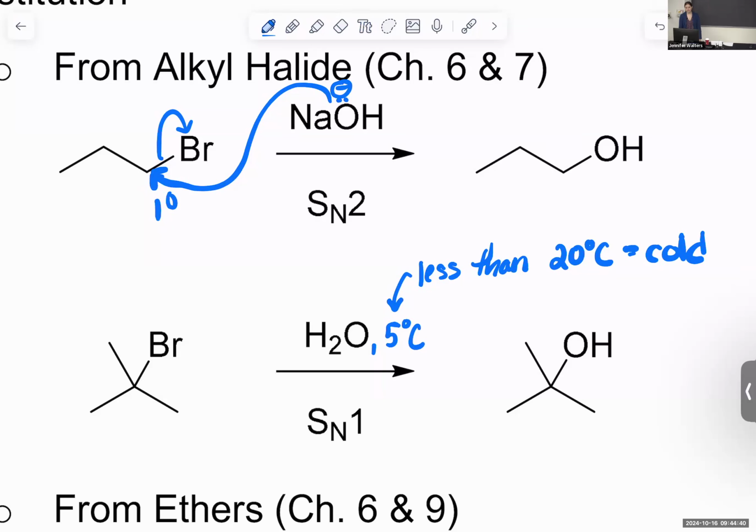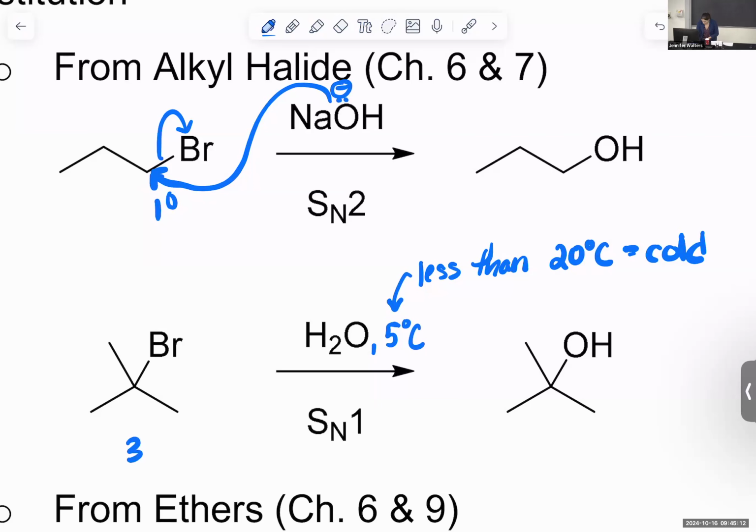What does SN1 like to do? How many steps are in the SN1 reaction? 2. What are the 2 steps? Leaving group leaves, then nucleophile attacks. So in step 1, leaving group leaves, what do you make? Carbocation. So if I'm trying to make a carbocation, why is that favorable here? Because it's tertiary. Having that tertiary carbocation is going to be more stable.